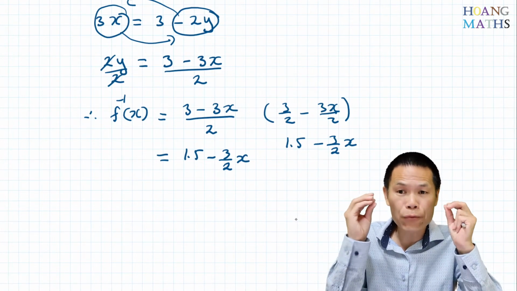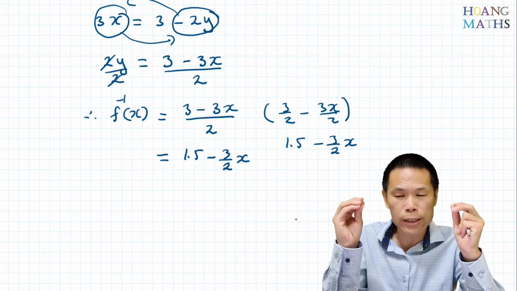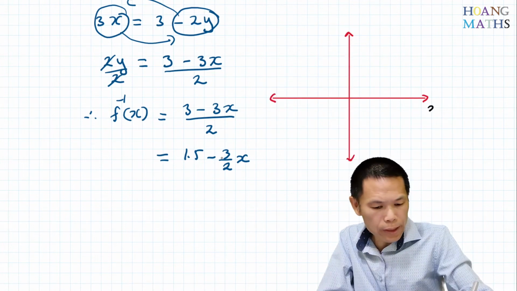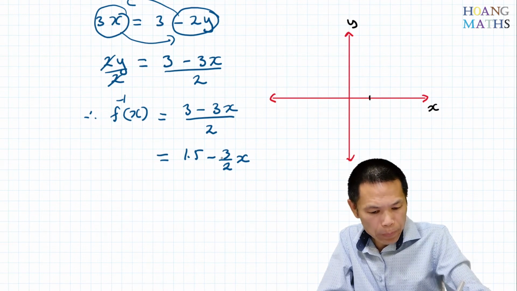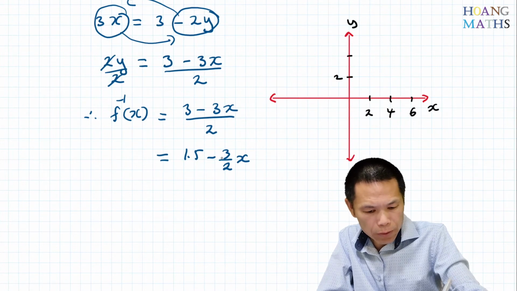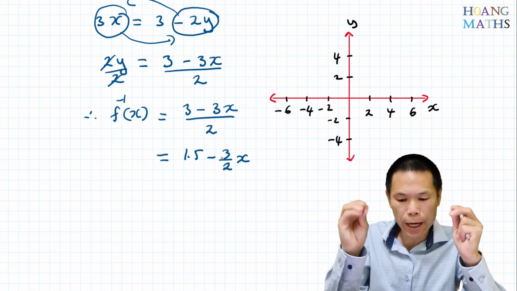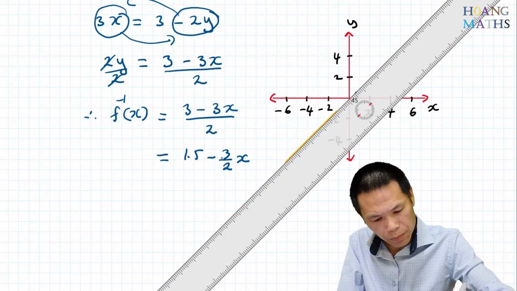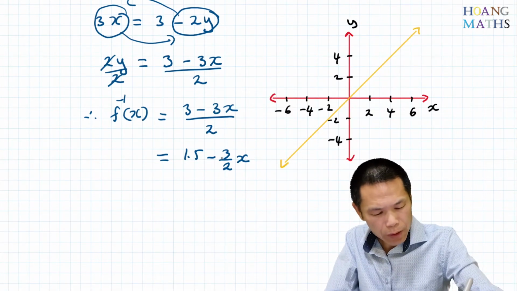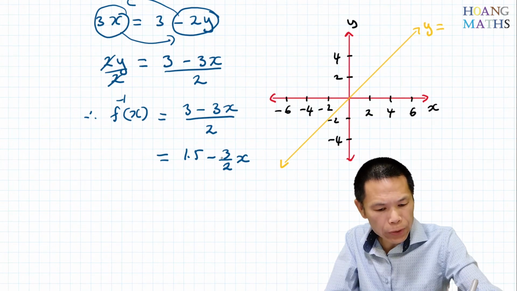Now I can graph the function and the inverse function, okay, on the same graph. So this is x, this is y. 2, 4, 6, 2, 4, negative 2, negative 4, negative 2, negative 4. So let's draw y is equal to x first, okay? So this is y is equal to x.